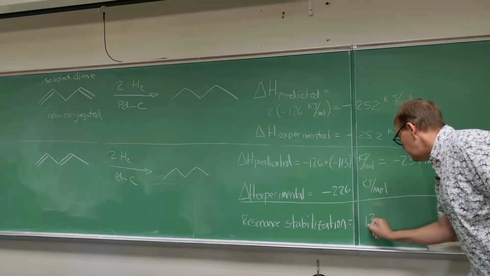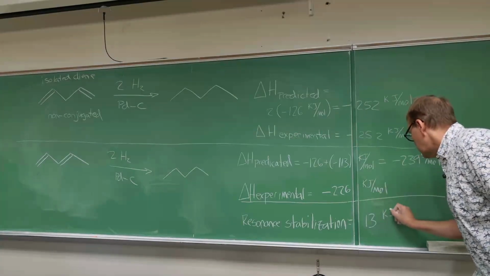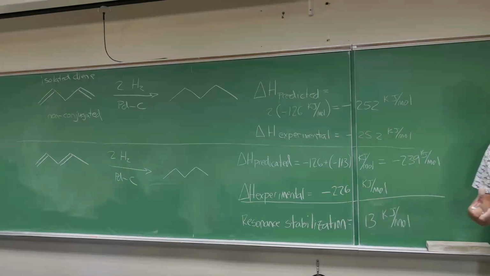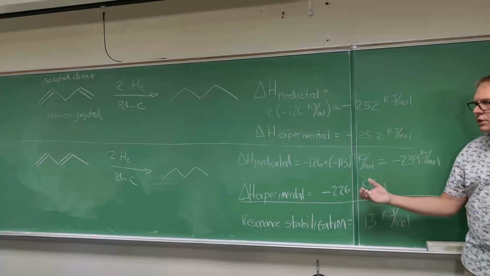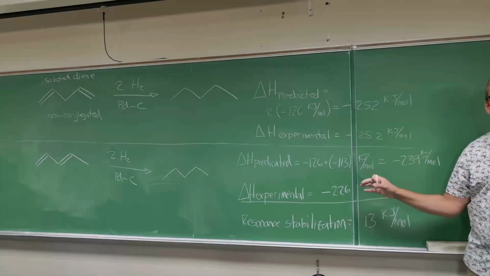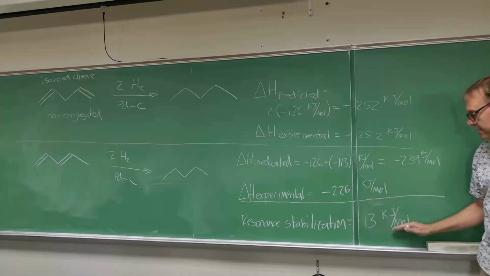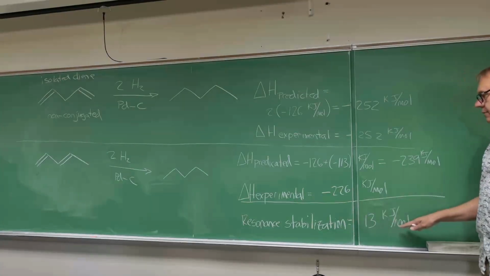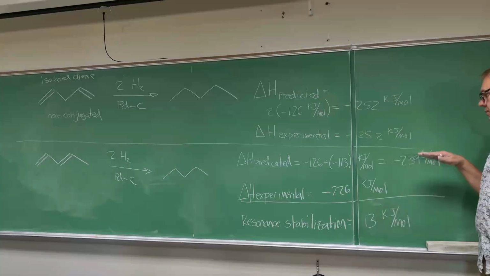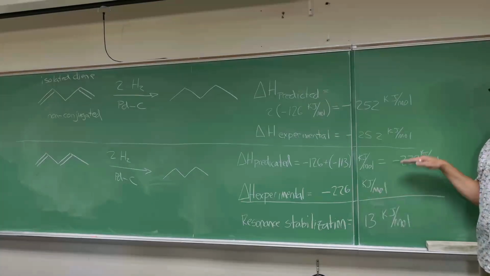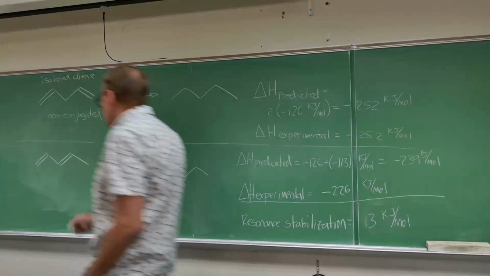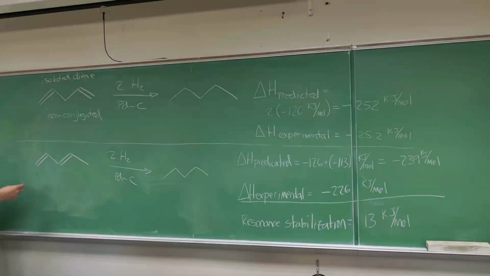So that's 13 kilojoules per mole. What this is saying is that because it's conjugated, the conjugated alkene is more stable than the non-conjugated one by this much. And whether you call it a negative or whether you call it a positive depends on whether you subtract this one from that one or this one from that one. But what I'll say over here is, I'll put this into words so it's clear.